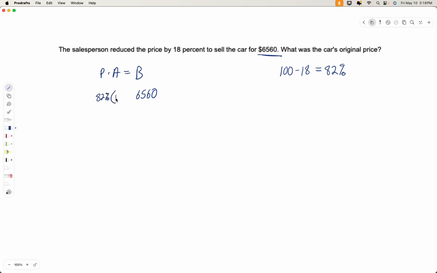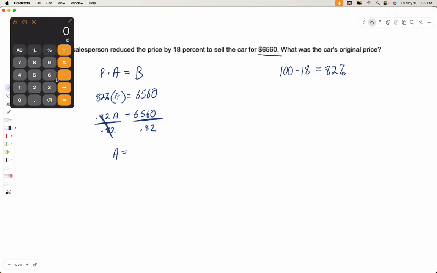82% of the original price, A, is equal to $6,560. So we put this in decimal form. 0.82 times A is equal to 6560, and then we divide by 0.82 on both sides. This cancels. That means the original price is going to be this value. And I'm just going to pull up my calculator and say 6560 divided by 0.82 is 8,000.